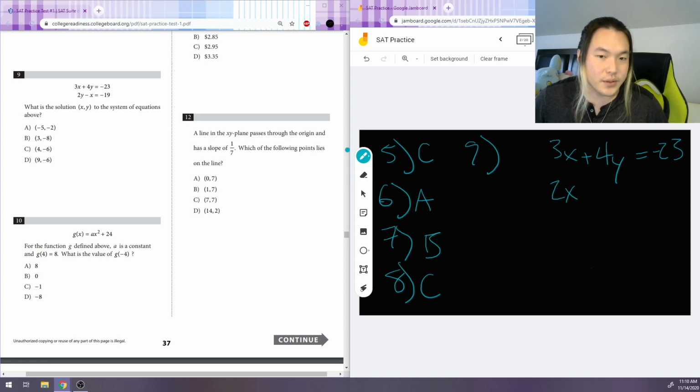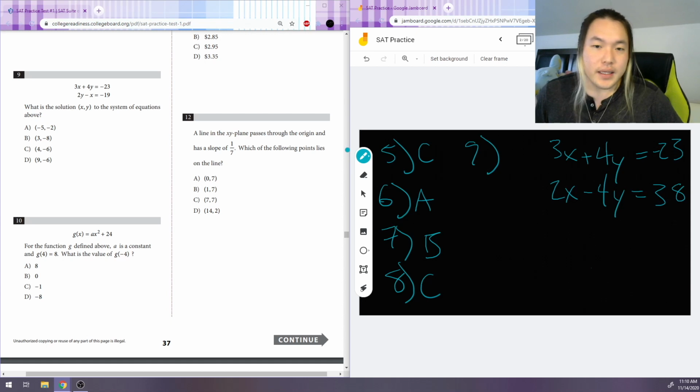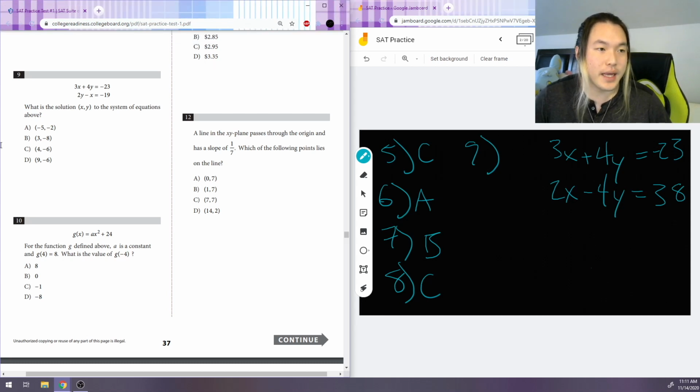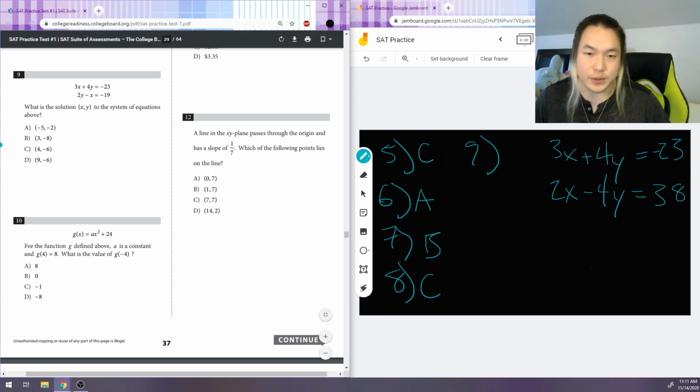2y times negative 2 is negative 4y. Negative 19 times negative 2 is positive 38. Okay. So why did I do that? It's so that if I add these two equations together, the 4y and the minus 4y will cancel out. I can eliminate the y variable by combining these two equations after multiplying the bottom equation by negative 2.